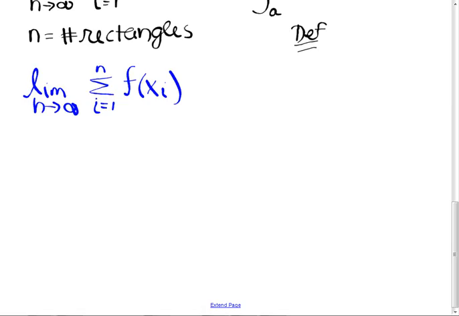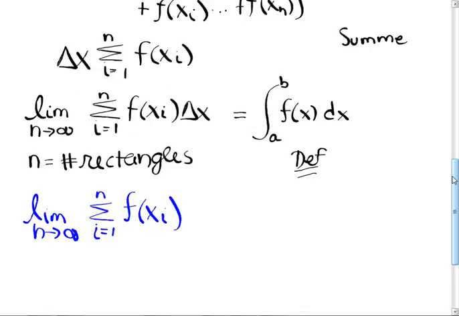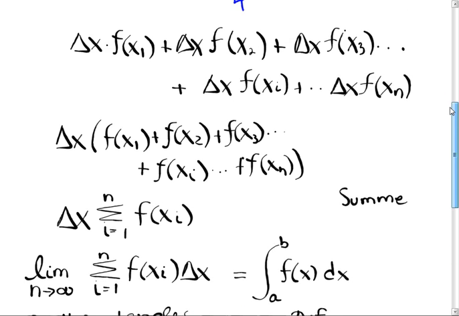I'll refresh your memory. So what was delta x? It was b minus a over n, right? Okay, so that looks weird. That doesn't look like a delta x anymore. I see base and height here easily. X sub i is the tricky one. We're going to go back up to my picture and figure out what x sub i is.